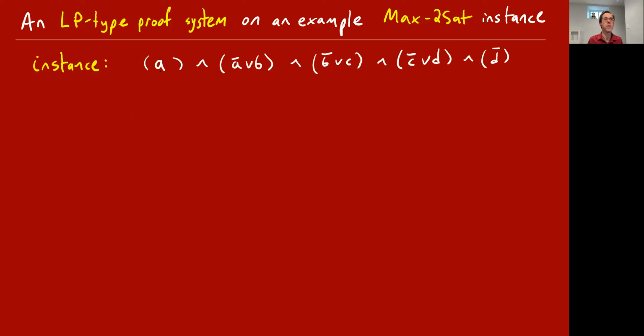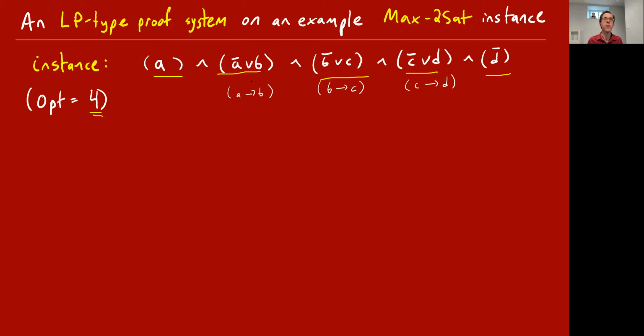I have 4 variables here called A, B, C, and D, and I have 5 clauses. 3 of them have length 2, and 2 of them have length 1. And it's a maximization version of this problem. So I want to make truth values for A, B, C, and D such that as many of these clauses are satisfied as possible. And I hope you can easily check that the optimum here is 4. It's impossible to satisfy all 4 clauses. Perhaps you can think about why.